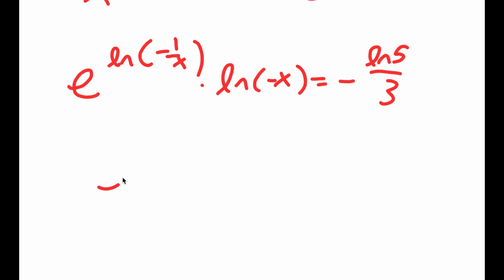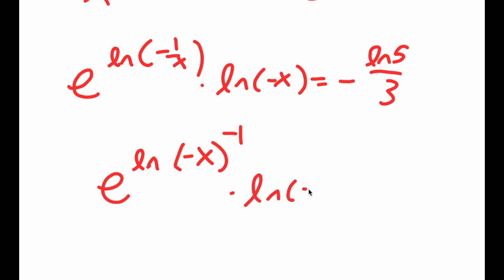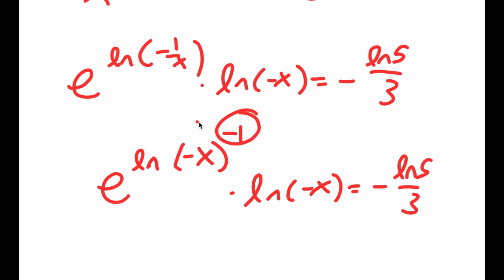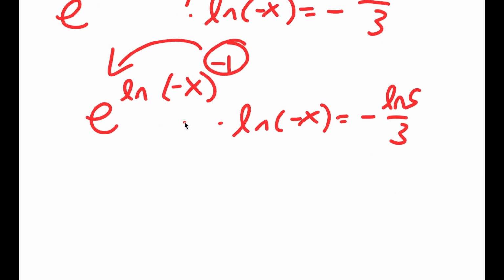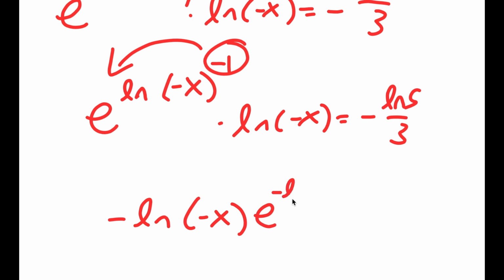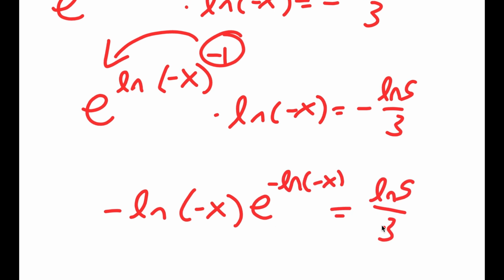Now this is the same thing as e to the power of ln of negative x to the power of -1 times ln of negative x is equal to negative of ln of phi over 3. And I can move this -1 to the front. So now I have negative ln of negative x times e to the power of negative ln of negative x is equal to ln of phi over 3.